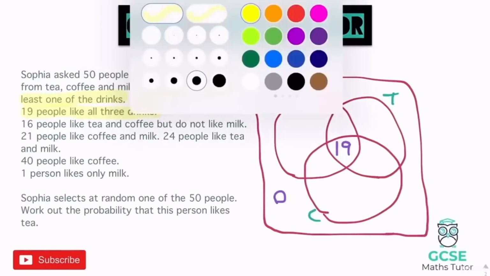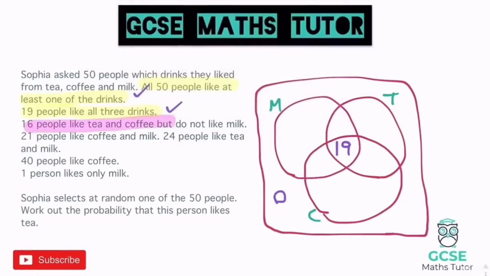It says 16 people like tea and coffee, but don't like milk. So the people that like tea and coffee are going to be in the crossover between the T and the C circles, but they do not like milk, so that's fine. We can put them in there, 16 that like tea and coffee, but do not like milk.